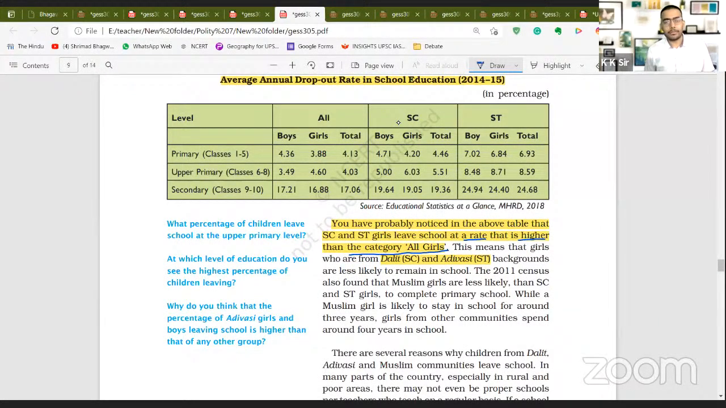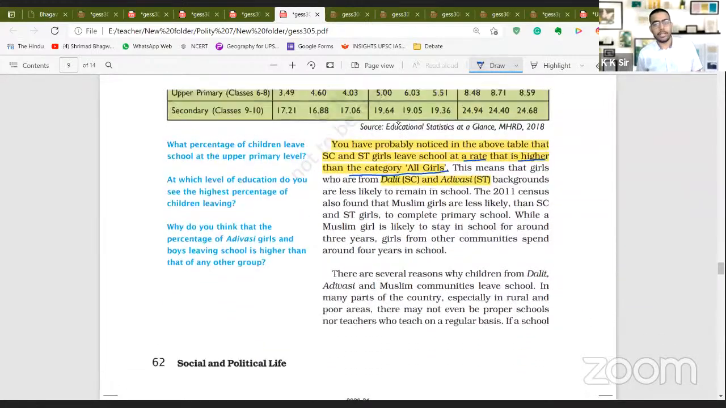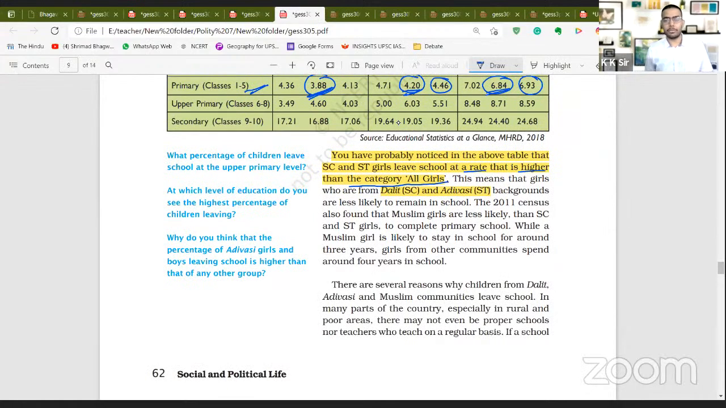So this is ST girls, SC, this is ST total. If you see here, girls are leaving school at 1.42, ST are leaving at the rate of 6.84, and overall girls are leaving 3.84. Means if 100 girls are taking admission, 3.88 girls are leaving school in the primary school itself. Overall, in SCs the number is higher, and STs is even higher. And as you go to the higher education, the numbers keep growing.